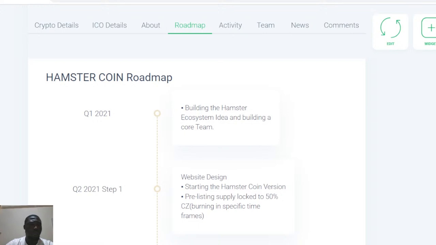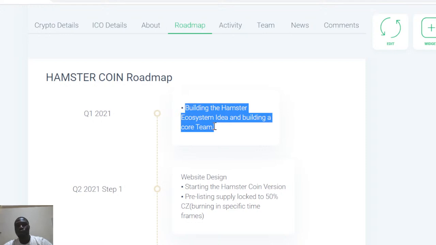Now, when talking about the roadmap of this project, one thing you have to know is that quarter one, which was until 2021, was about building the Hamster ecosystem idea, and also building a core team. And that is one thing. And when talking about building a core team, it's like building a community, which is one important factor that you must take note of in any project.